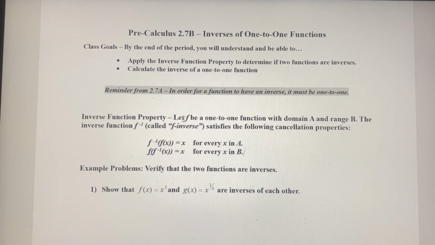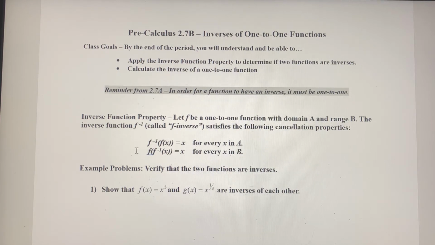So reminder, from 2.7a, in order for a function to have an inverse, it must be one-to-one. The inverse function property states that we have a function f. It has to be a one-to-one function with a domain of A and a range of B. The inverse function, this notation is called f inverse. This is not an exponent. It's a notation that you should understand to be the inverse of the function f. It satisfies the following cancellation properties.